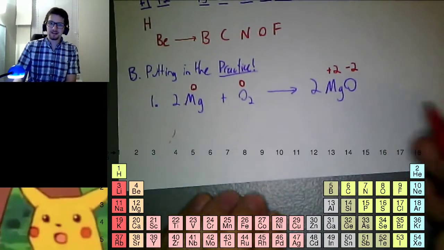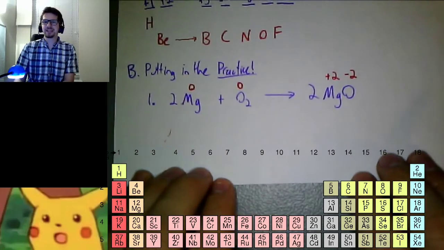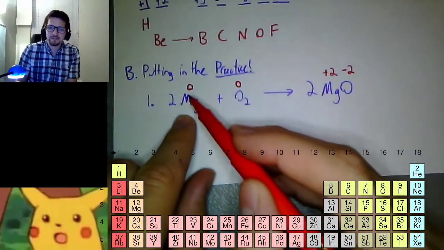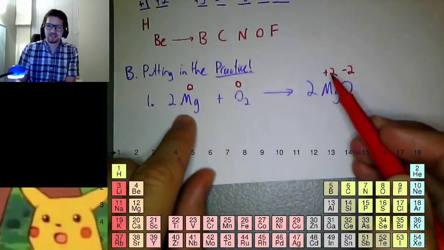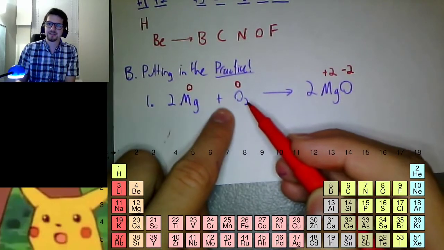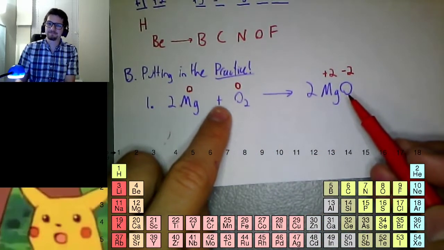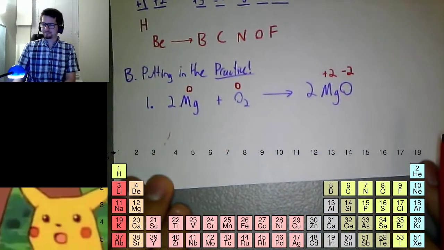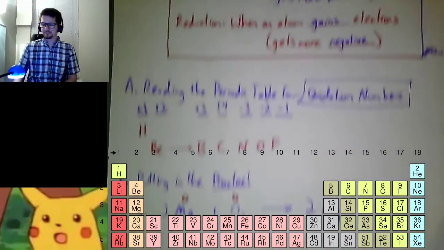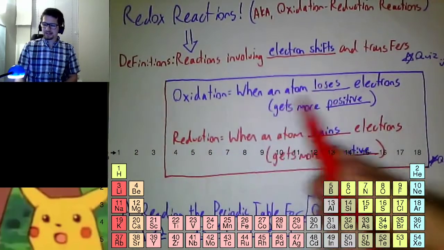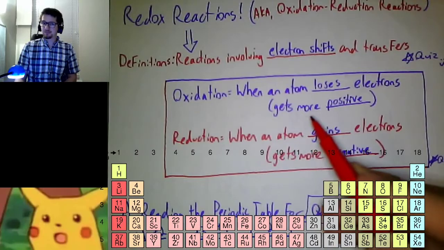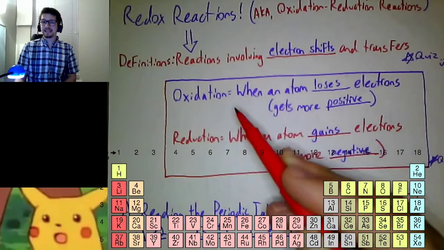Fantastic. So what I want you to notice here is we had a change. My magnesium went from 0 to +2. My oxygen went from 0 to -2. This is a little bit of foreshadowing, but when an atom gets more positive, it's oxidation.